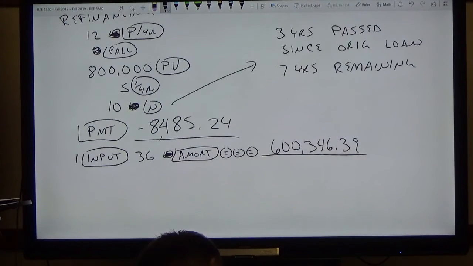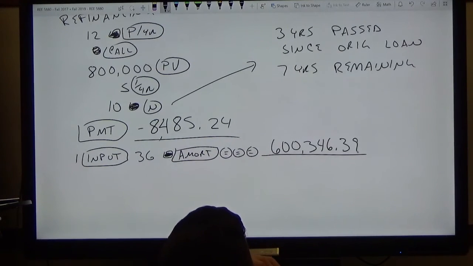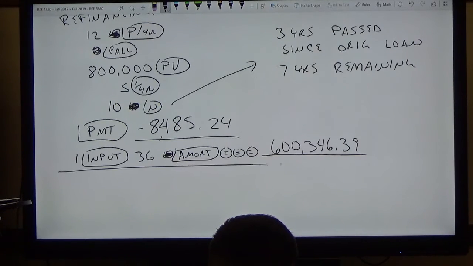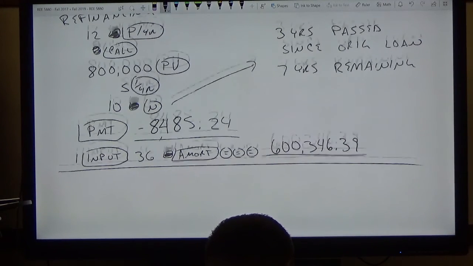Okay, do I match up? Yes. Okay. Now, we can continue on making payments of the 84.85 at the 5% interest rate for the remaining 7 years, or we go to the bank, we refinance this loan.